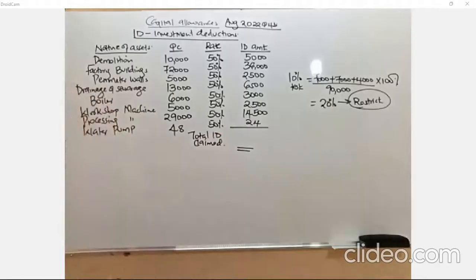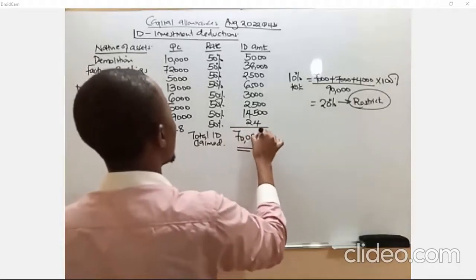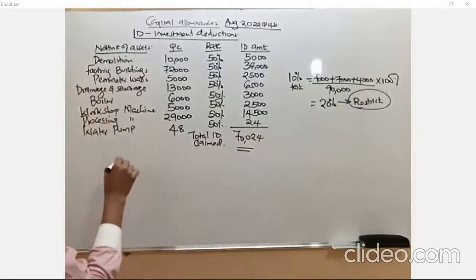Total ID claims. You do your summation. So the first one is 5,000, followed by 36,000, plus 2,500, plus 6,500, plus 3,000, plus 2,500, plus 14,500, plus 24. You are getting 70,024. That is the total for the ID. Now, after that, you go to the IBD.